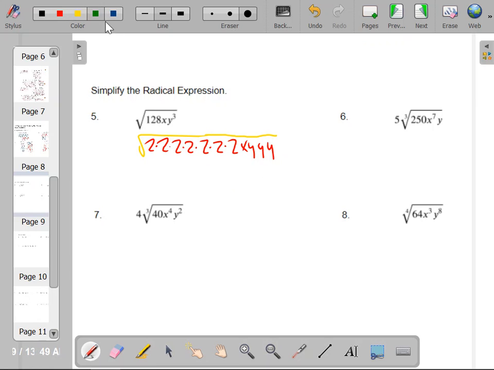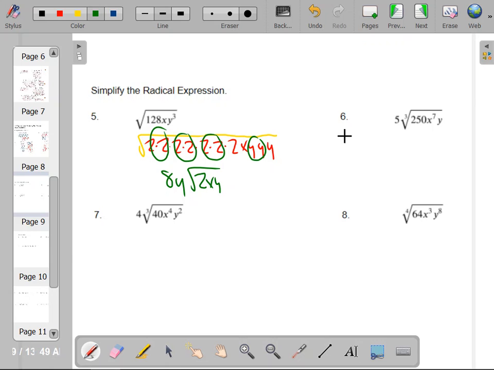And since it's a square root, I'm looking for groups of 2 of the types of numbers. So 2 of them, 2 of them, 2 of them. Now for every 2 underneath, one of them comes out because the square root of 4 is 2, so 2 comes out. Another 2, that makes 4. Another 2, that makes 8 on the outside, and then you have a y. Radical, what's left on the inside? 2xy.